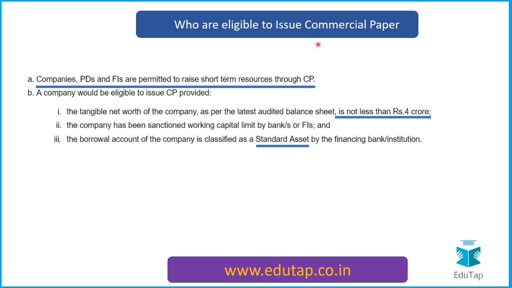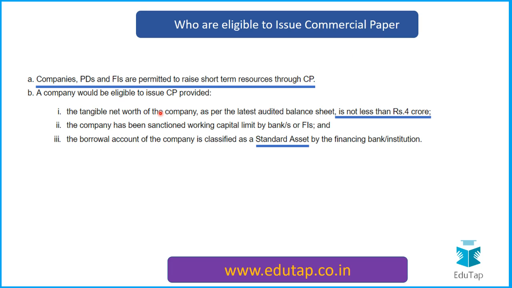Now, who all are eligible to issue commercial papers? As I told you, companies, primary dealers and financial institutions are permitted to raise money through CPs. The money raised is basically used to meet short-term capital requirements or working capital. Mainly it is the companies who use the commercial paper to raise money, but primary dealers and financial institutions can also raise money using commercial paper.